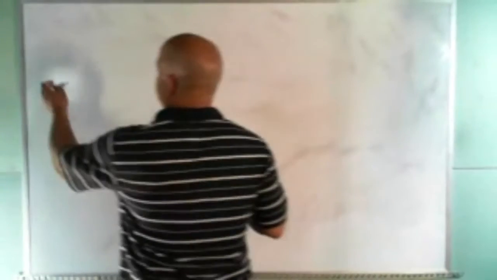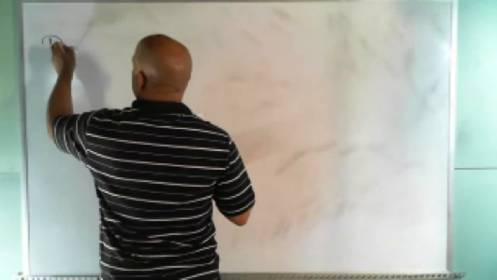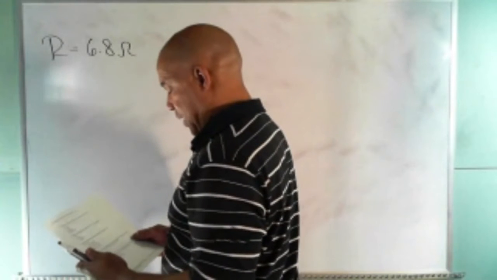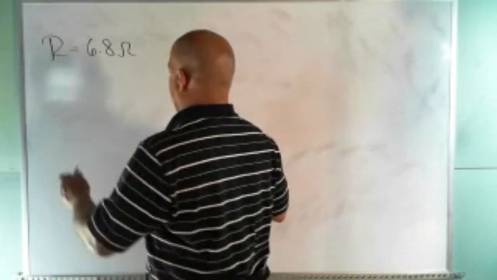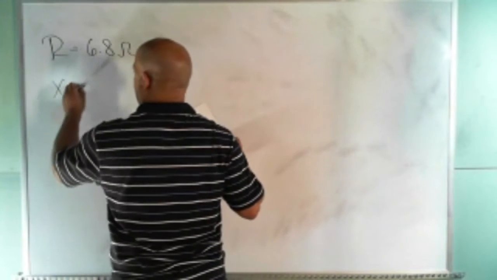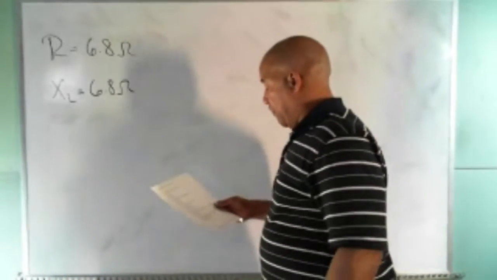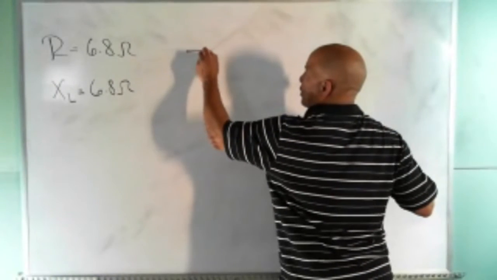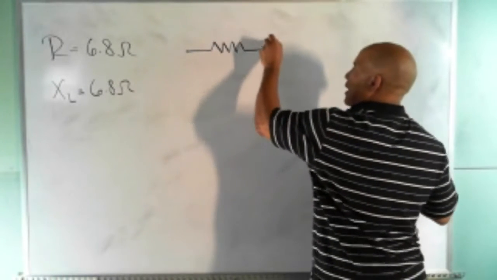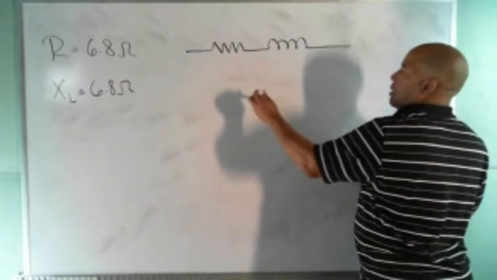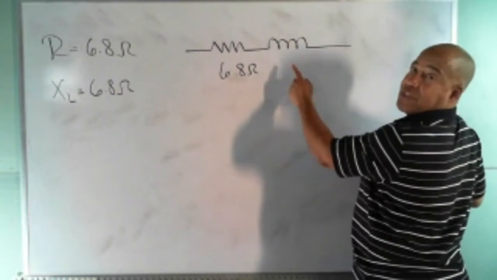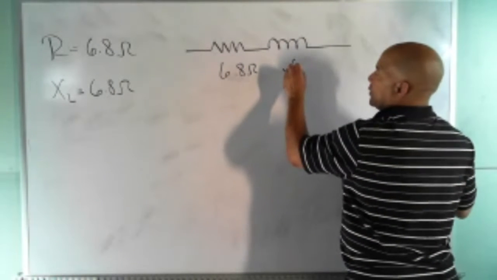So on the first one, they give you that the resistor value is 6.8 ohms and XL is 6.8 ohms. And they want you to find the impedance. Okay, well, the circuit's going to look like this. I got a resistor, I got an inductor. It's 6.8 ohms. And now you have to supply the j operator. This is a plus j6.8 ohms.